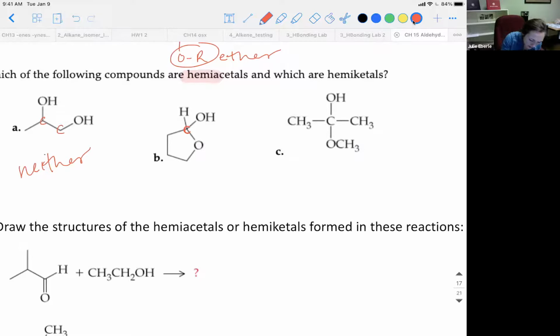I'm going to highlight that in red. That's our alcohol group. And then in blue, this is the ether group. You see how that is COC? That's where the ether is.